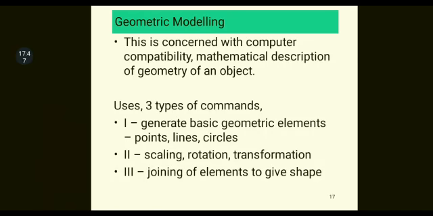So in a coordinate system, x1 y1, if you try to put a point, I need to transform it to some other area, like x2 y2. It may be in some quadrant, whether it is the first, second or third, we don't know. That depends on what values we are giving. Then the third one is the joining of all these elements.